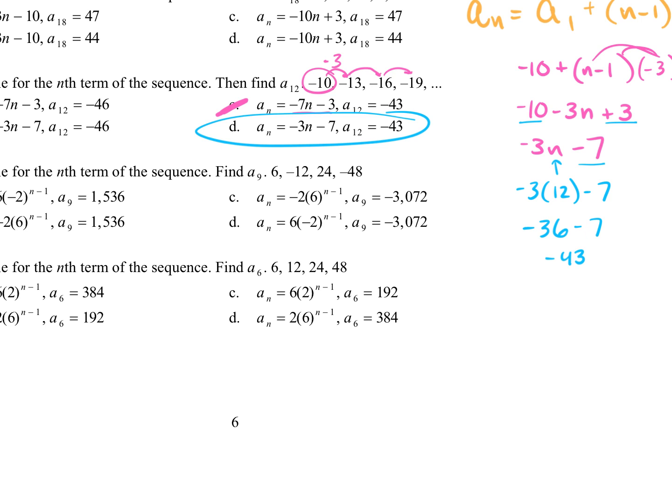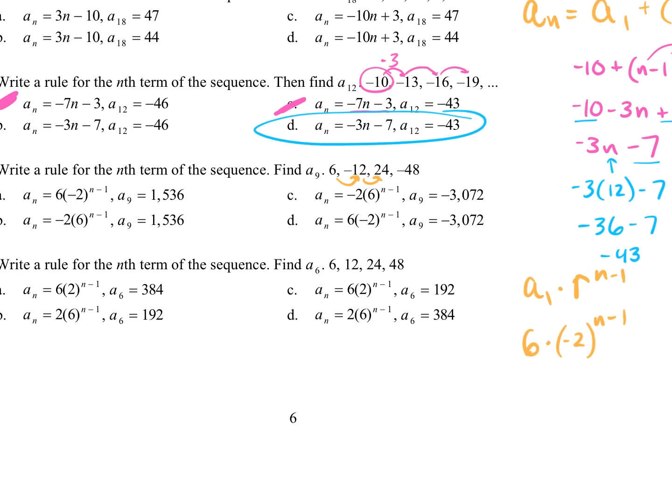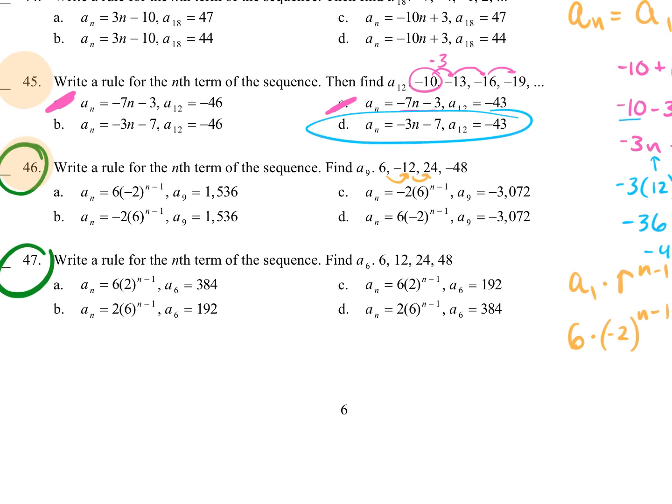46 is the same, but here, looking at our answer choices, they all have exponents. So we're going to use the formula that has the exponents. So that is our geometric one. So a sub 1 times r to the power of n minus 1. So our first term is 6. Our common ratio is what we're multiplying to get from one number to the next. So here we're multiplying by negative 2 to the power of n minus 1. So 6 and negative 2 is on the inside. So we can cancel out c and b.